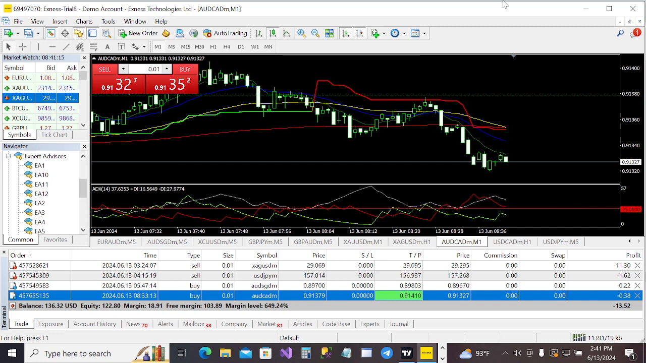2. Limit order. A limit order is placed to buy or sell a currency pair at a specified price or better. For example, if you want to buy EUR/USD but only at a lower price, you set a buy limit order at your desired level.